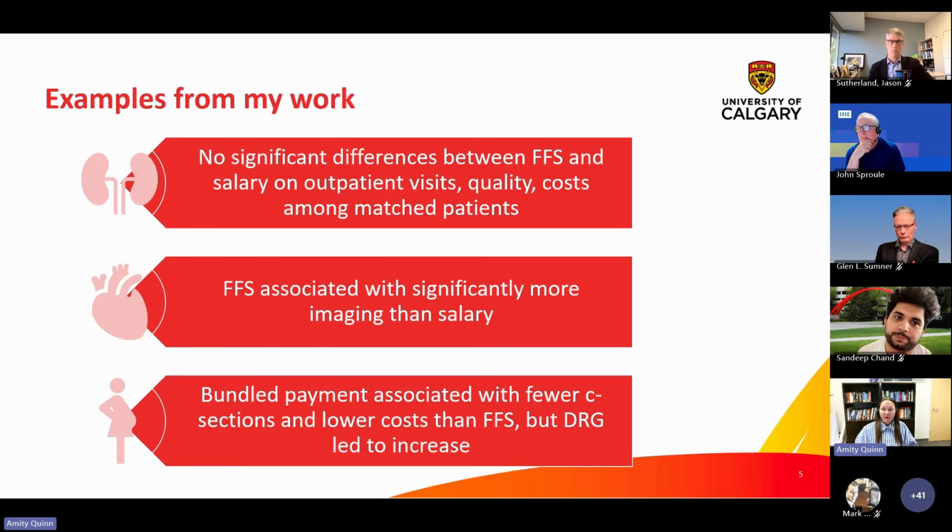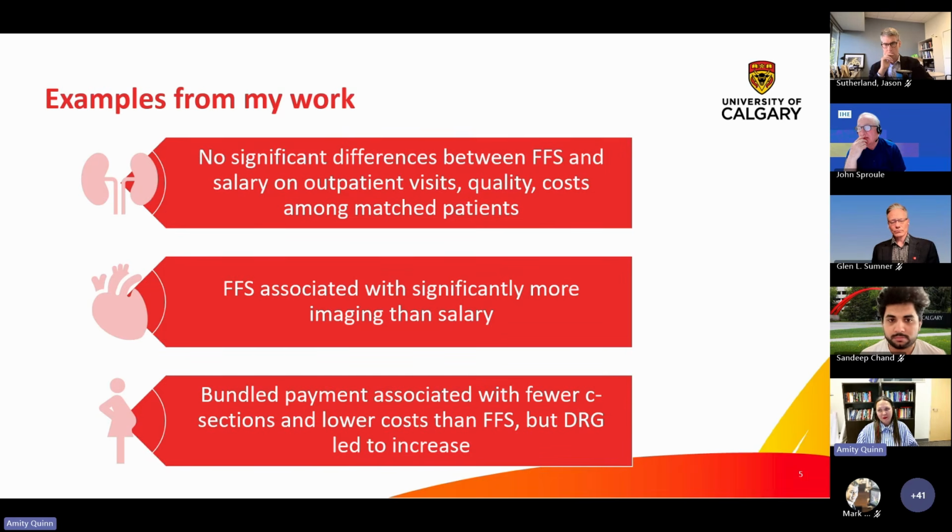Now I'm working in women's health. Most obstetricians and gynecologists are paid fee for service, so I haven't been comparing payment models, but I have been looking a lot at behavior and am happy to share those at future webinars. But I did work on a systematic review about perinatal payment models.